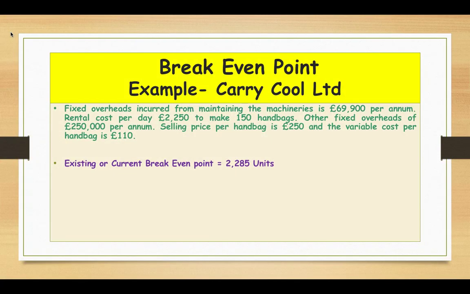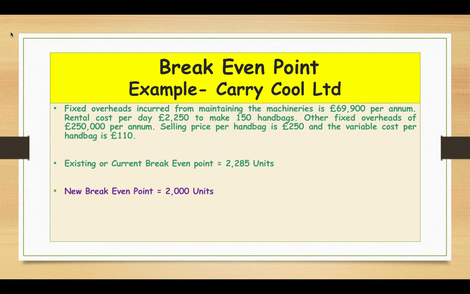So the existing or current break-even point is 319,900 divided by 140, that is equal to 2,285 units. So at the moment, the company has to sell at least 2,285 units in order to break even. And if they want to make profit, they have to sell more than 2,285 units. Now, after the change in policy, we'll calculate the new break-even point.